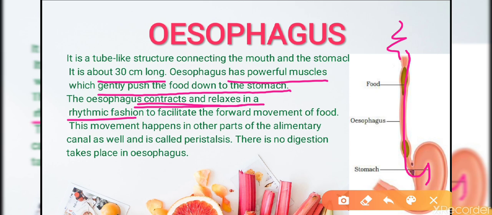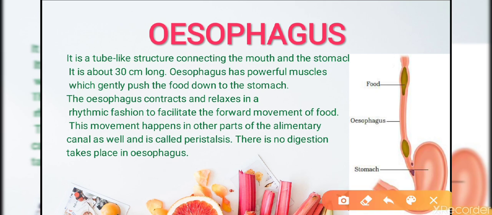This movement happens in other parts of the alimentary canal as well and is known as peristalsis. So, in each and every part of the alimentary canal, the food is moved forward by the process of peristalsis. One main point to focus on is that in the esophagus, no digestion takes place. It only helps in the transportation of food from the mouth to the stomach.